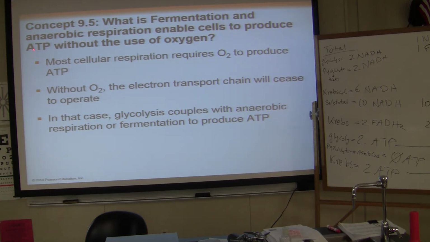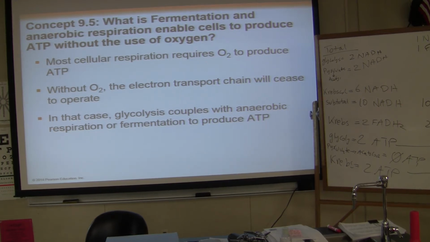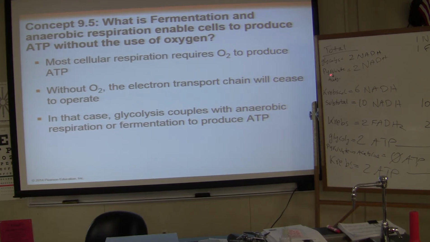So, what is fermentation? Anaerobic respiration enables cells to produce ATP without the use of oxygen. So fermentation and anaerobic respiration do not need oxygen, except for glycolysis. Anytime you read glycolysis, oxygen is not needed, but the rest of it you need oxygen. Most cellular respiration requires oxygen. Without oxygen, the electron transport chain will cease to operate. It will not happen. Without oxygen, mitochondria are useless. Okay.